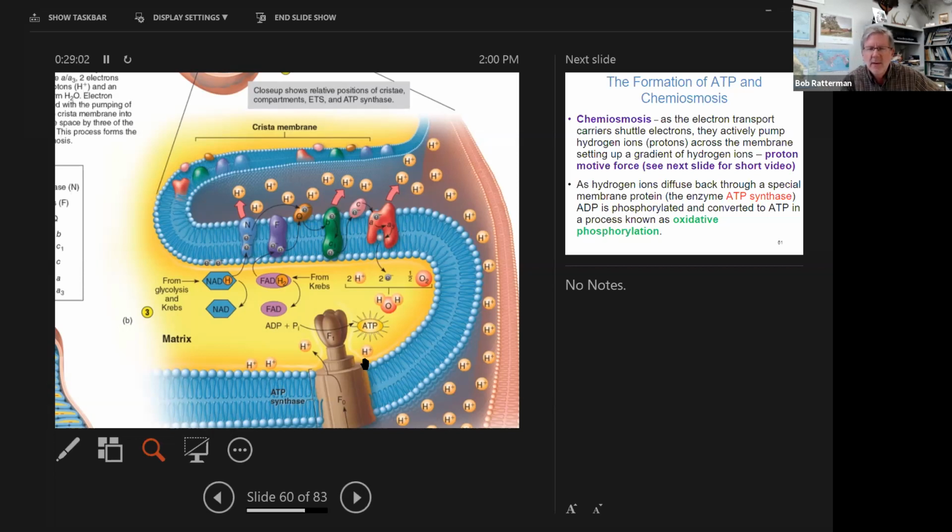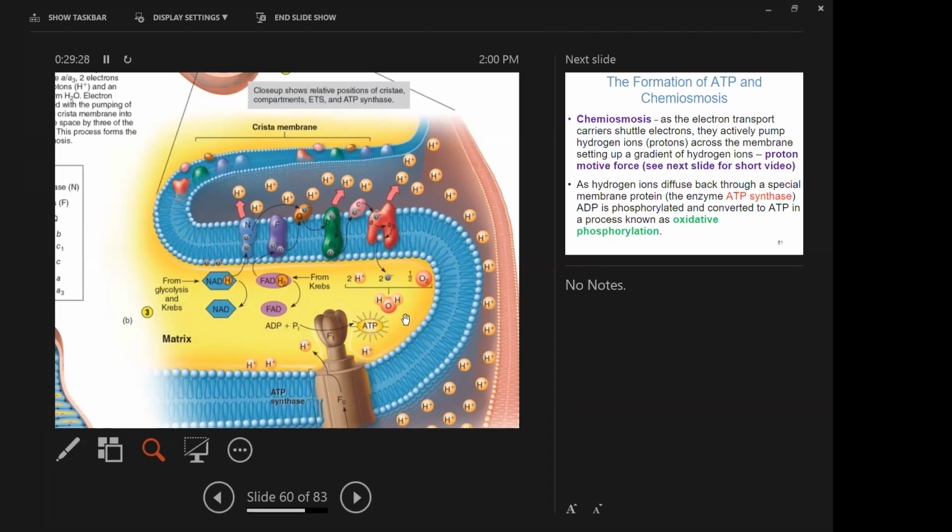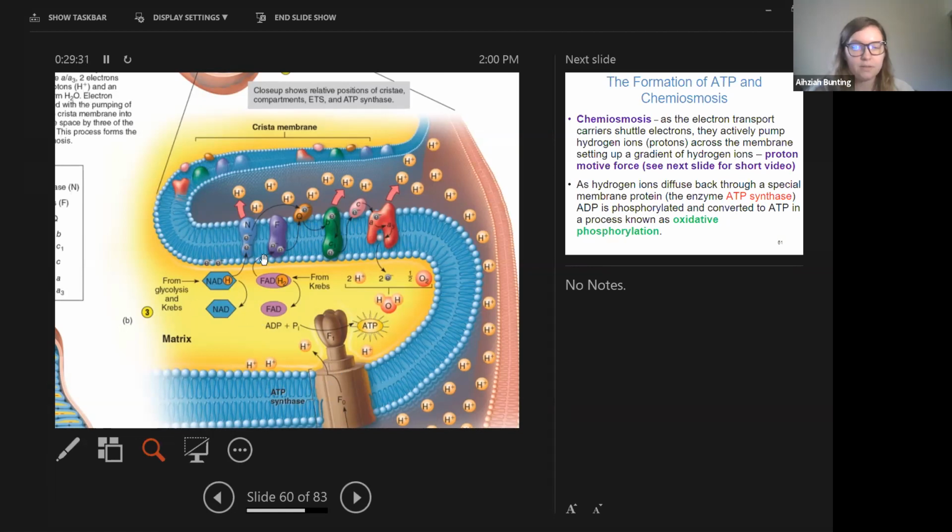So my question to you is, if we did not have electron transport take place, would the cell be able to make ATP via oxidative phosphorylation? Yes or no? If we didn't have the electron transport system functioning, would we have ATP being made? The answer is a definite no. Why not? Because it's the shuttling of the electrons that is the force that pushes these hydrogen ions out here. And then they come back in through here. And that's where we make the ATP.